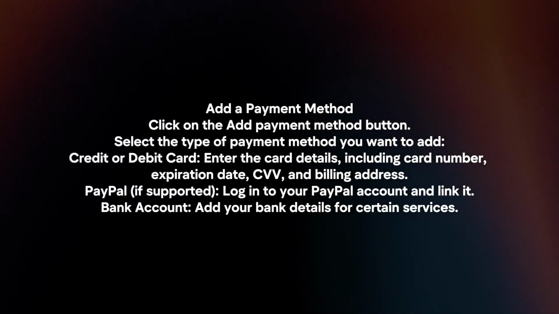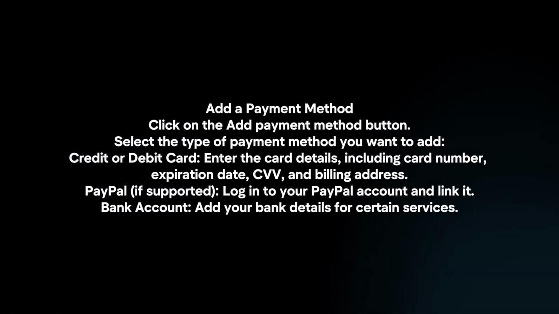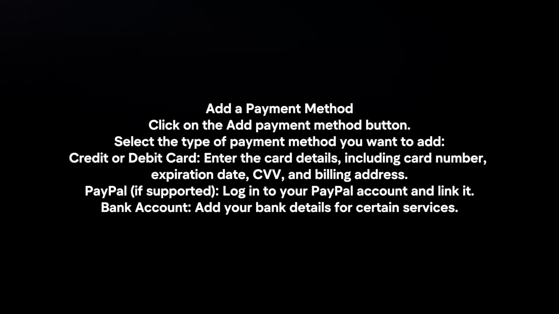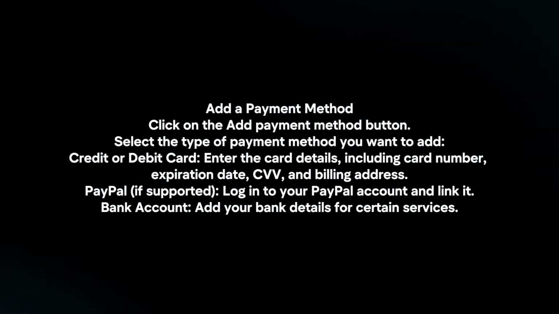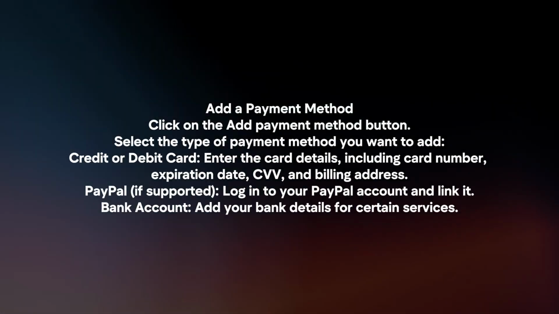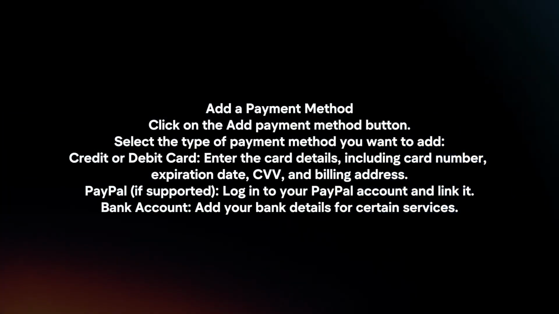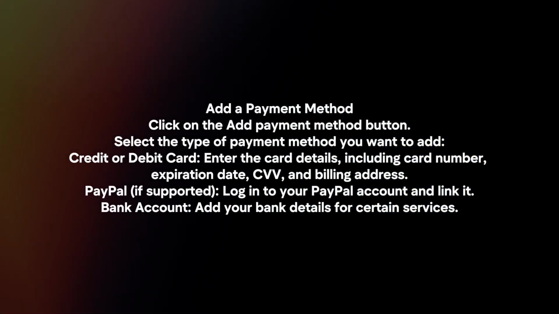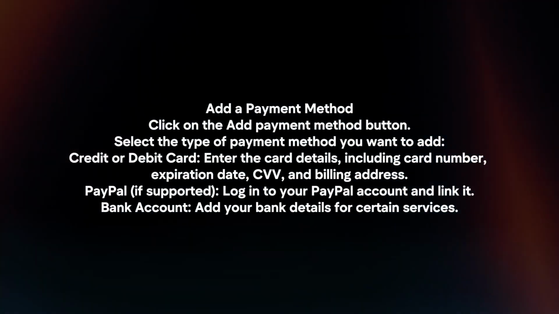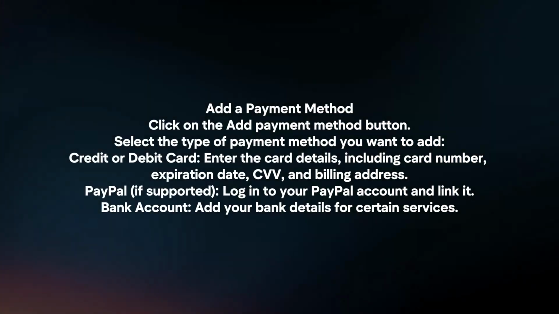Add a payment method. Click on the Add Payment Method button. Select the type of payment method you want to add. Credit or debit card. Enter the card details, including card number, expiration date, CVV, and billing address. PayPal. Log into your PayPal account and link it. Bank account. Add your bank details for certain services.